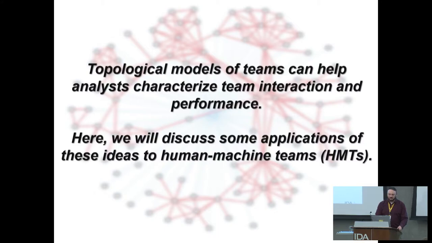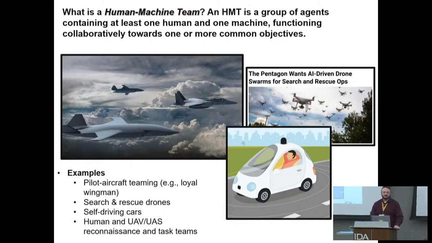So going forward, a human-machine team for our purposes is a group of agents consisting of at least one human, at least one machine, working collaboratively towards a common objective or goal. Working collaboratively is a key point, because we're assuming our machine agents in our teams are not just tools being operated by the humans. They have some ability to make decisions and otherwise cause some impetus to action on the part of other teammates.